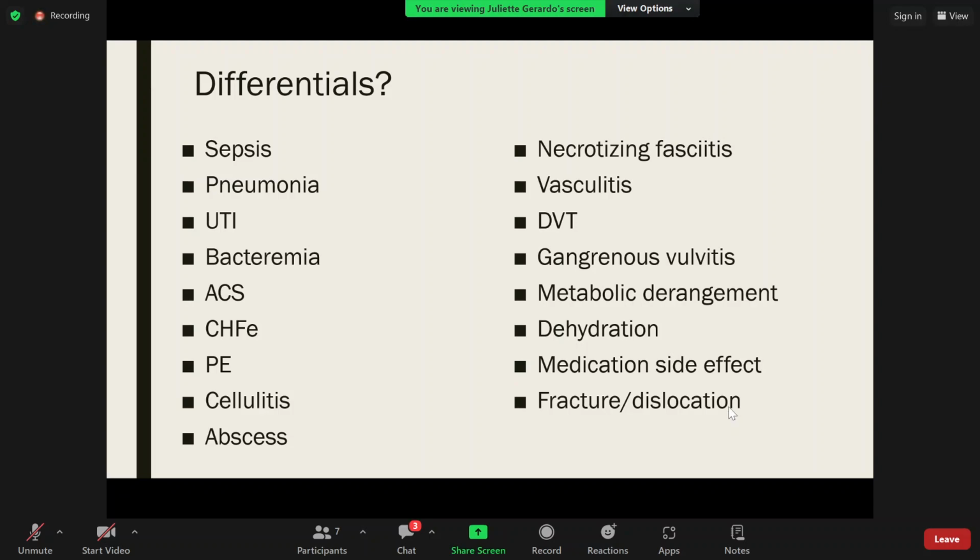She could have a urinary tract infection because she was recently hospitalized. She could have bacteremia. She could have a coronary event. She could have heart failure. She could have a pulmonary embolus. Something could be hiding somewhere. She could be having cellulitis or something intra-abdominally, DVT, dehydration, metabolic derangement, medication side effects. And we can also always think that she is just deconditioned because she was just in the hospital.